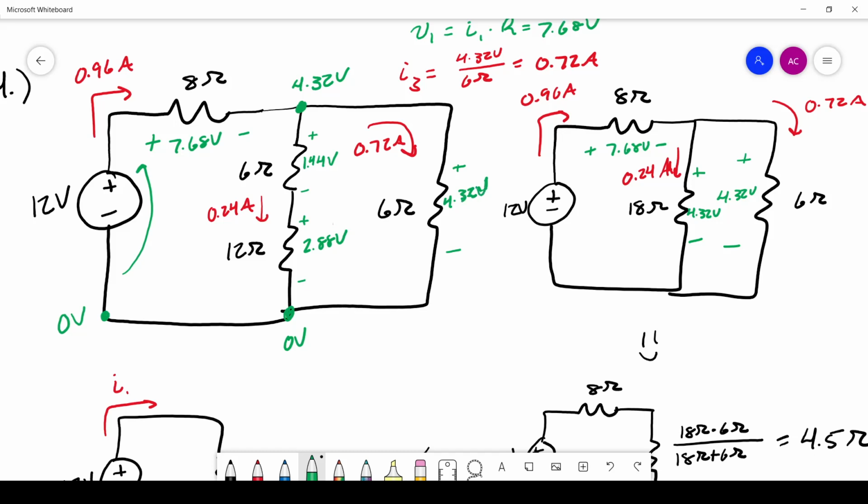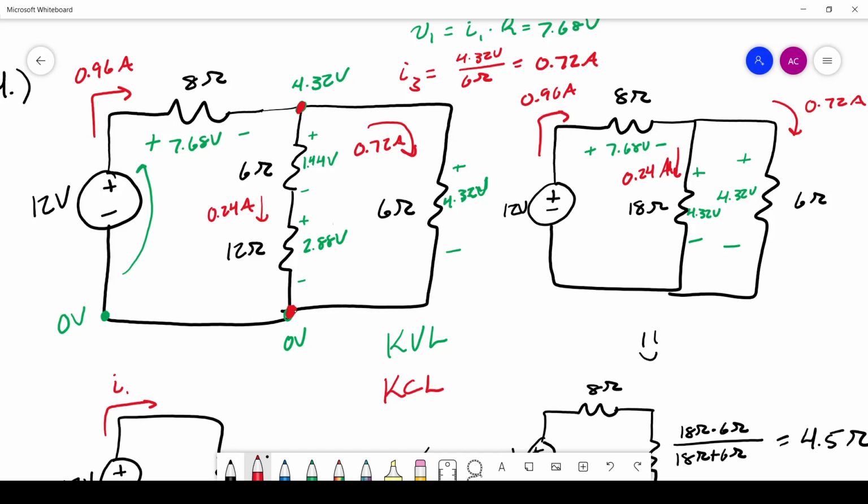Now we think we have this circuit solved, but what do we have to do? We have to check everything. So let me write our KVL and KCL. Let's start off with KCL because that's a little bit simpler. Here at this node, we have 0.96 amps going in, and then 0.72 amps going out, 0.24 amps going out. 0.24 plus 0.72 gives us 0.96. So KCL is good at that node.